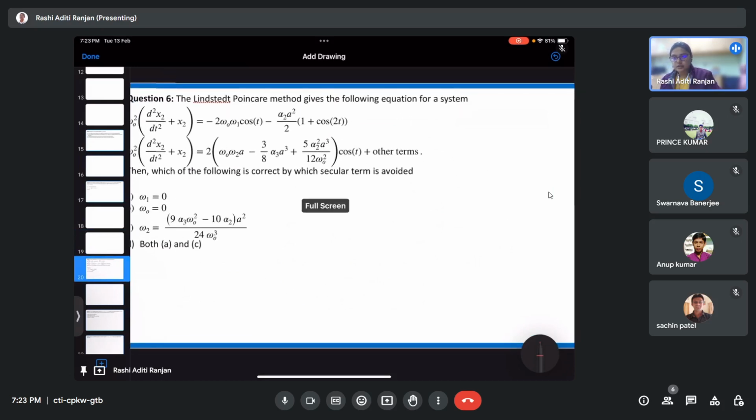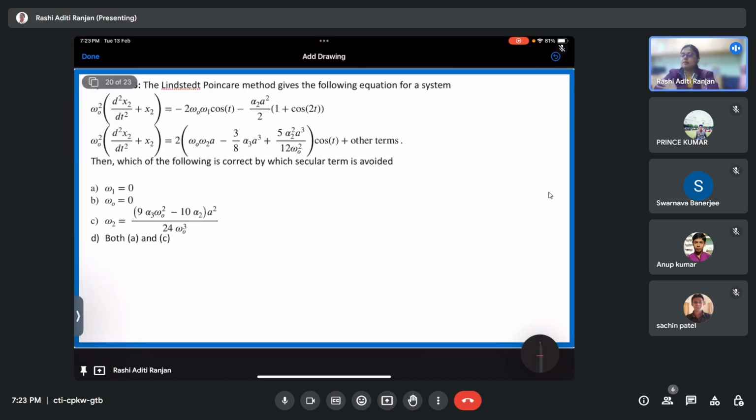Okay, so the sixth question says that the Lindstedt Poincare method gives the following equation for a system. We have two expressions. Okay, then which of the following is correct by which secular term is avoided? Now, what is a secular term? Okay, I'll only tell what is a secular term. So, a secular term essentially means that a term which goes to infinity as time increases.